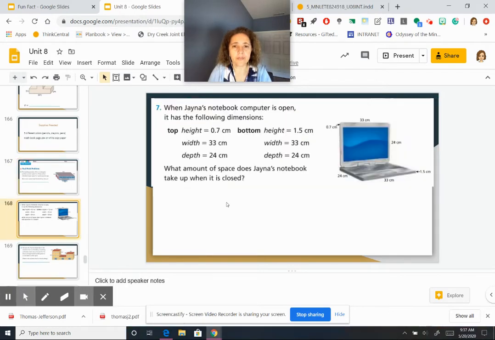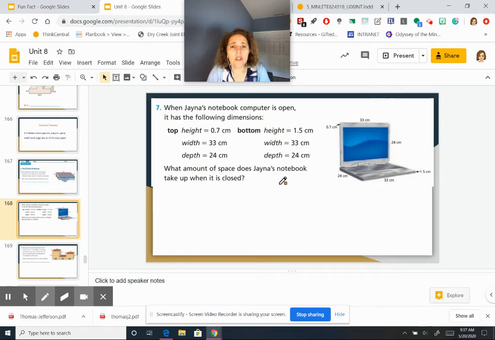All right, so our next one says, Jana's notebook computer is open. When Jana's notebook computer is open, it has the following dimensions. Okay, so they're already giving us all the dimensions. I know they're labeled, but they're also already here. Height of the top is 7/10 of a centimeter. The bottom height is 1 5/10 of a centimeter. The width is 33, depth is 24.